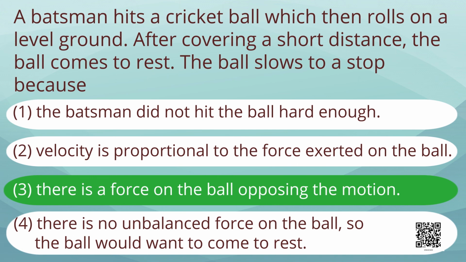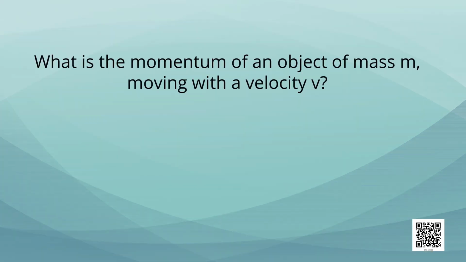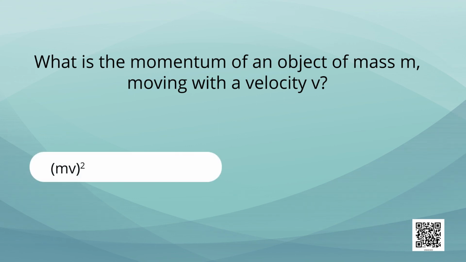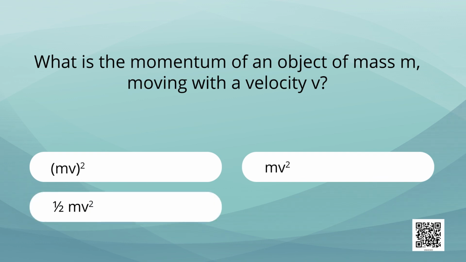Now, let us take another question. What is the momentum of an object of mass m moving with the velocity v? Options are (mv) whole square, mv square, half mv square, or simply mv. So students, we have studied about momentum and its formula. Can you tell me the right answer? Yes, option D is correct. mv, P is equal to mv.